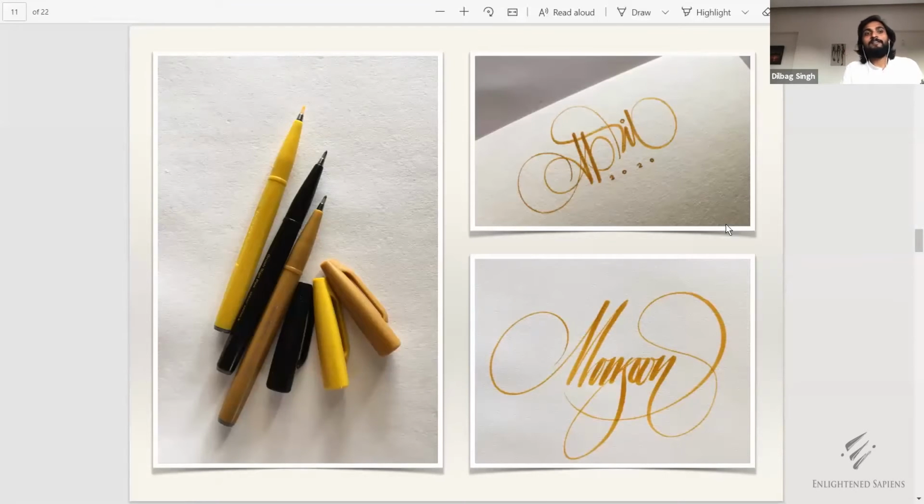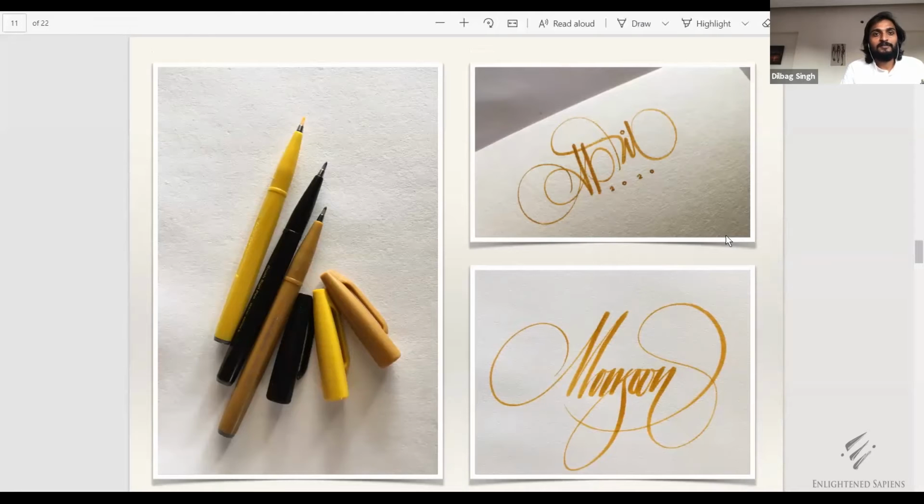These are modern-day brush pens. What you're watching on the screen on the left are Pentel brush pens, Pentel Sign brush pens. These are examples of the kind of result you get with them. April and monsoon are written on the right. All right, we can move to the next.